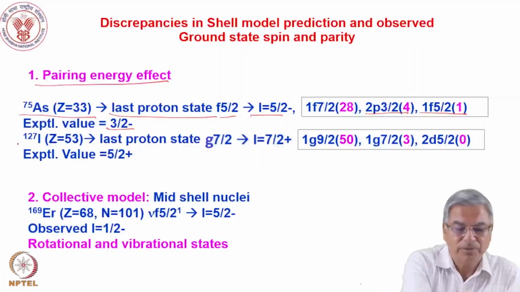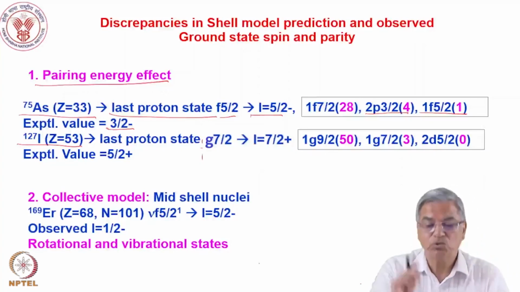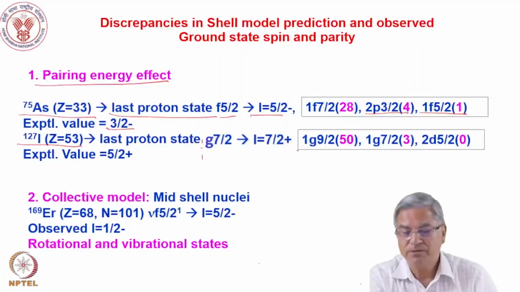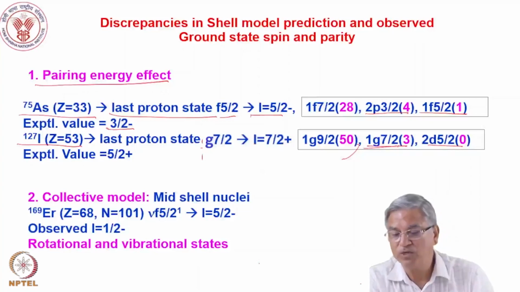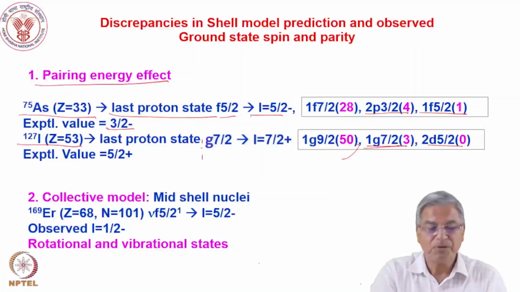Similarly, iodine-127, Z equal to 53. So for the 53rd proton, you can see the last proton state is g7/2, so it should be 7/2 plus. You can see here the shell model states the 50 proton configuration, 50 numbers here, and then we have the g7/2 and the d5/2. So the 53rd proton should have occupied 1g7/2 and the spin state should have been 7/2 plus. But the experimental value for this nucleus is 5/2 plus.